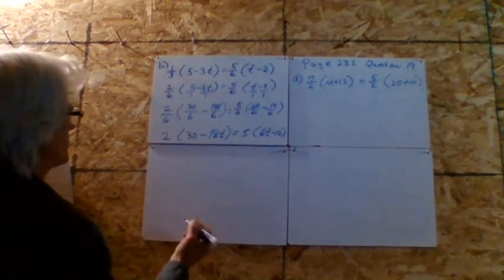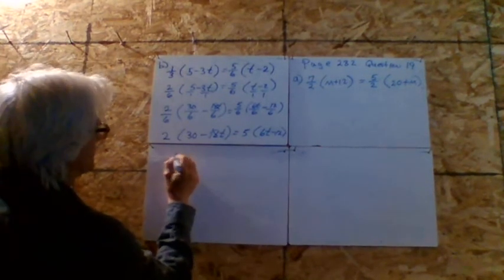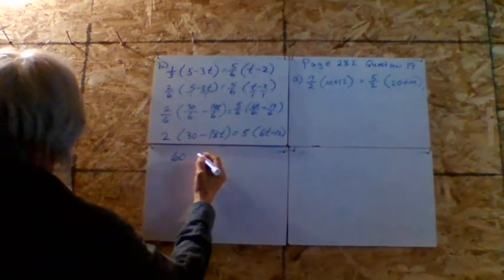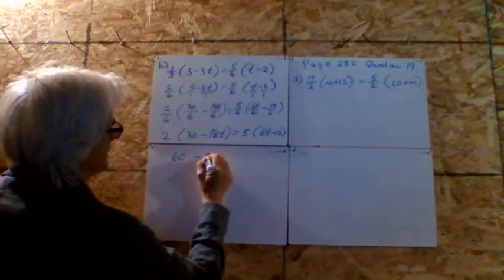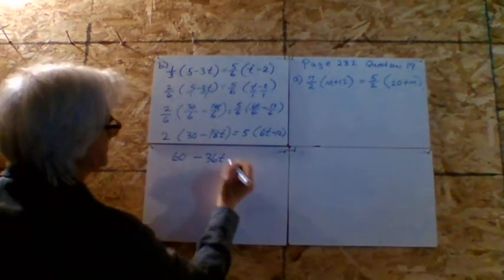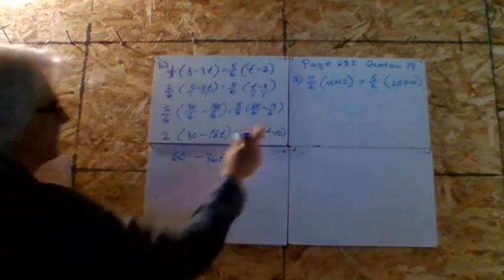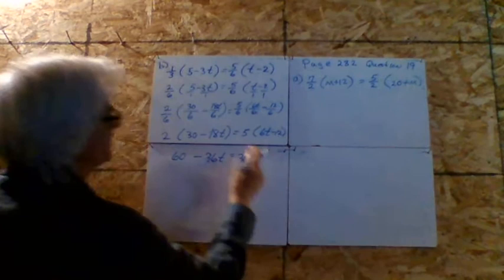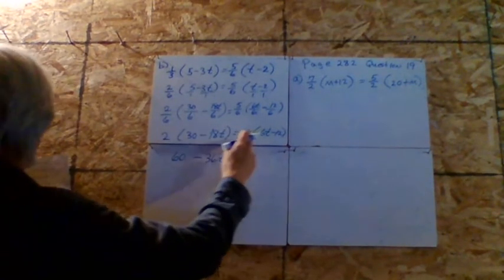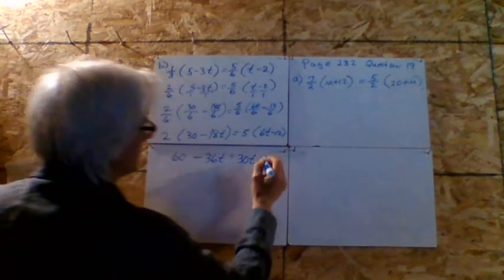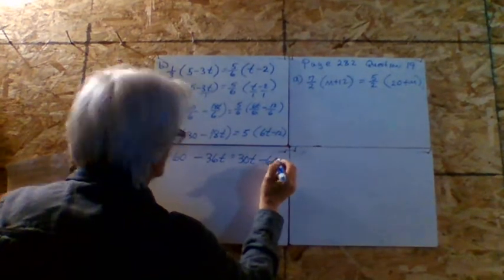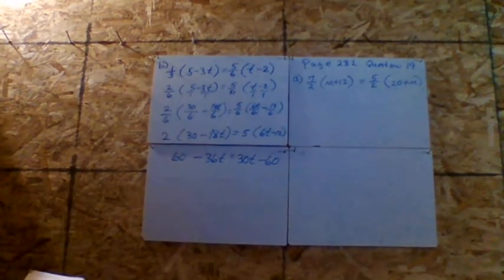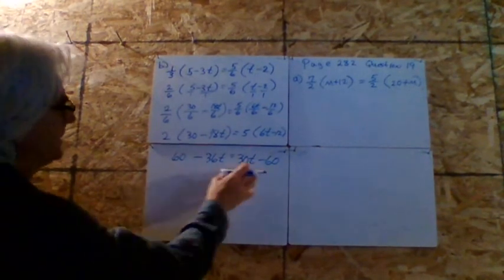2 times 30 is 60. 2 times negative 18 is negative 36t. 5 times 6, 30t. 5 times negative 12 is negative 60. So next I'm going to put my t's together.